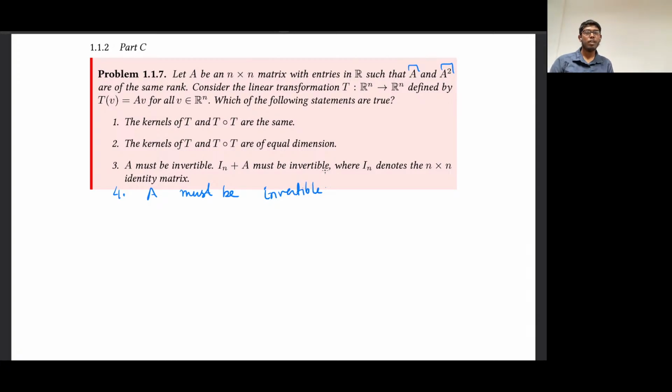Okay, so let's start with this option only. This option is of course false because I'll take A as the zero matrix, since nowhere is it mentioned that it's a non-zero matrix. Then A and A square are the same and hence have the same rank. And therefore this option is false. So, any guess about the other options? One, two, three.